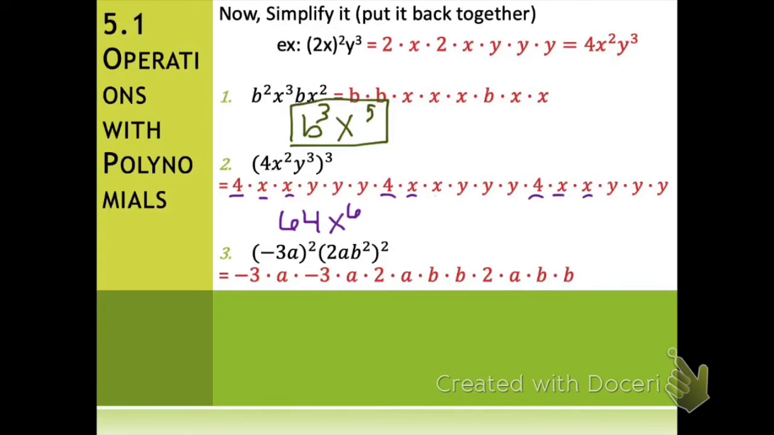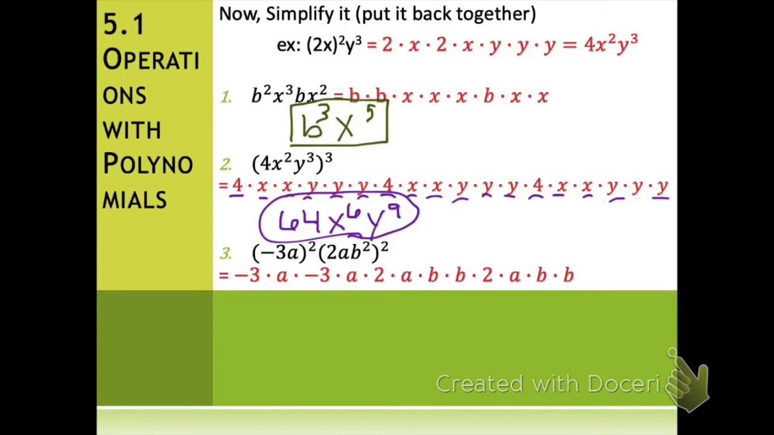6 of them are being multiplied together. And I have y times y times y times y times y times y times y times y times y. There's a total of 9 of those, so I can write times y to the 9th power. So my final answer is 64 times x to the 6th power times y to the 9th power.